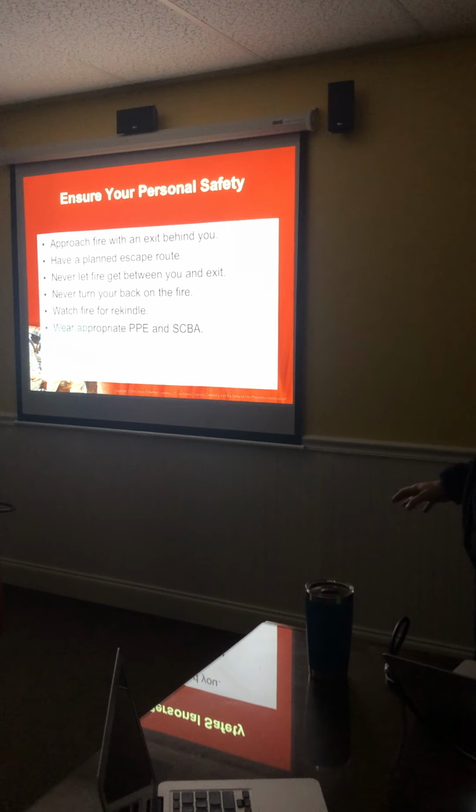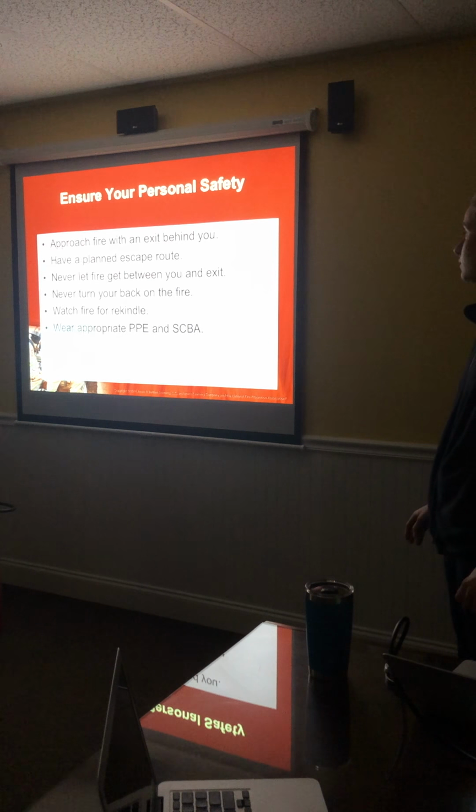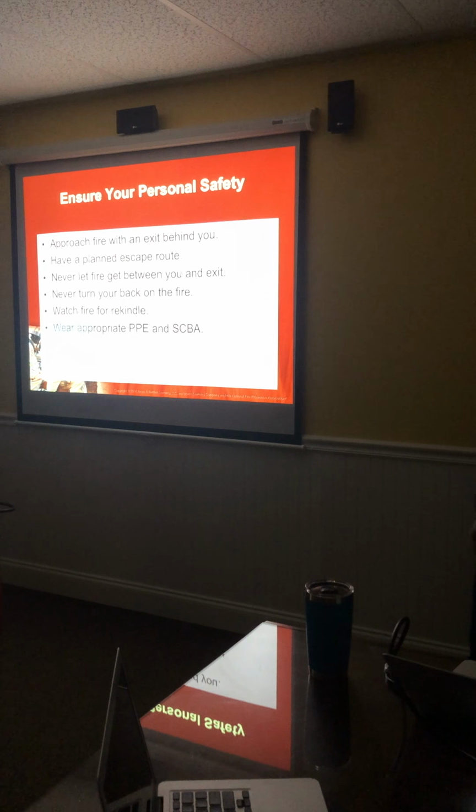Always approach the fire with an exit behind you. Have a planned escape route. Never let the fire get between you and the exit. Never turn your back on the fire. Watch for rekindle and wear appropriate PPE and SCBA.